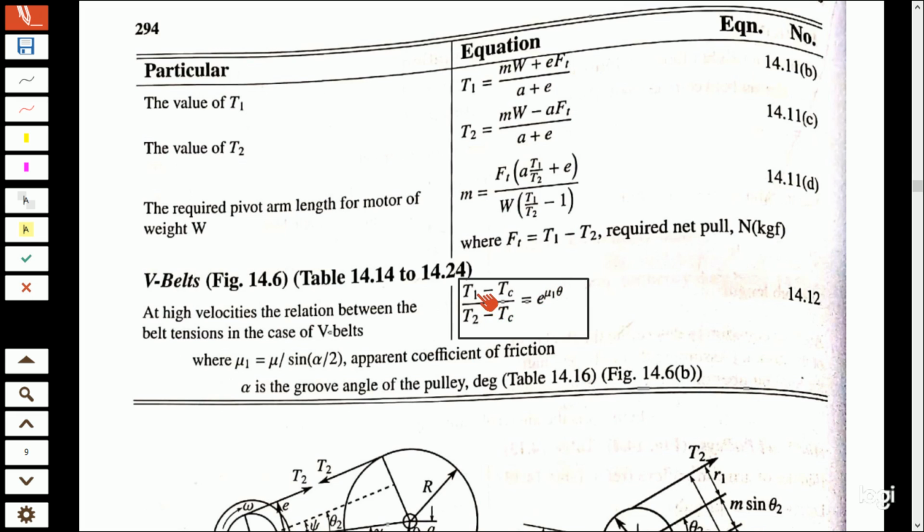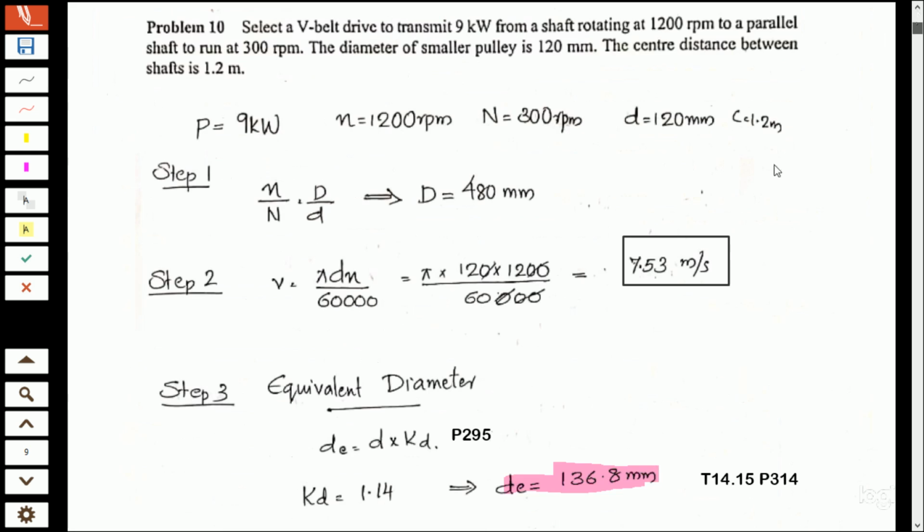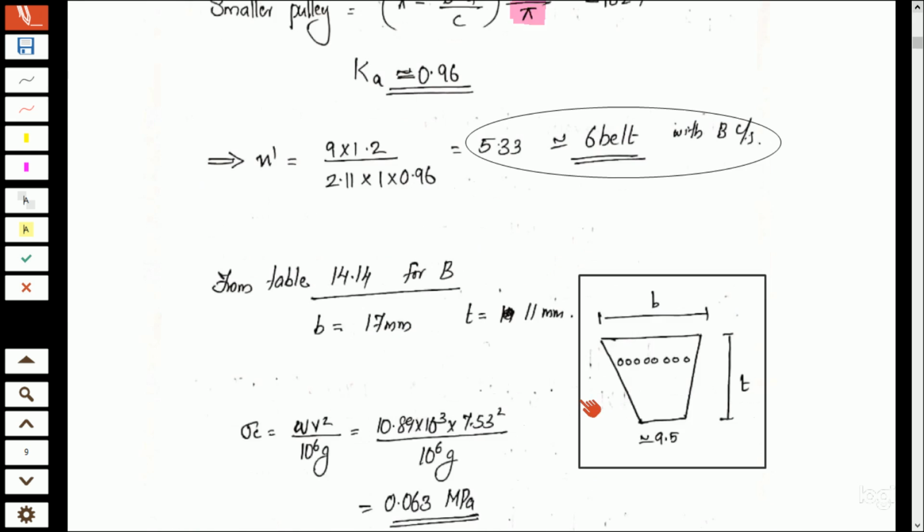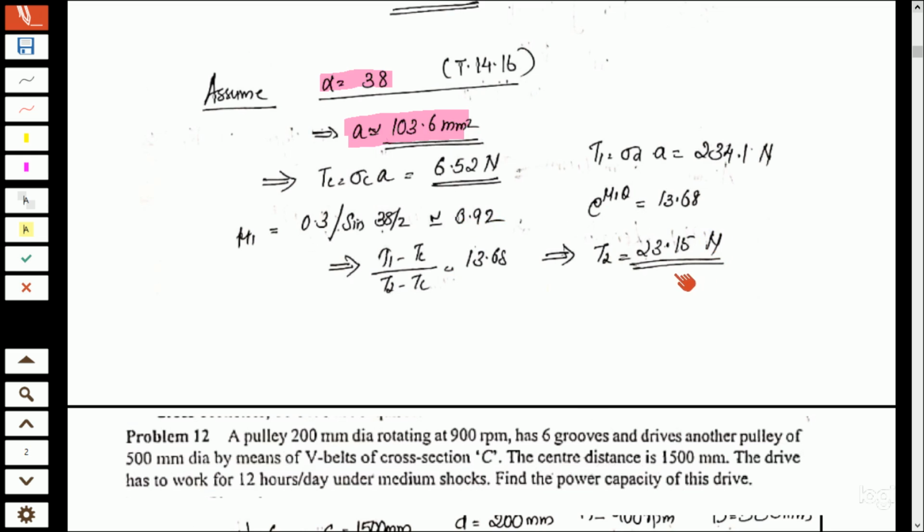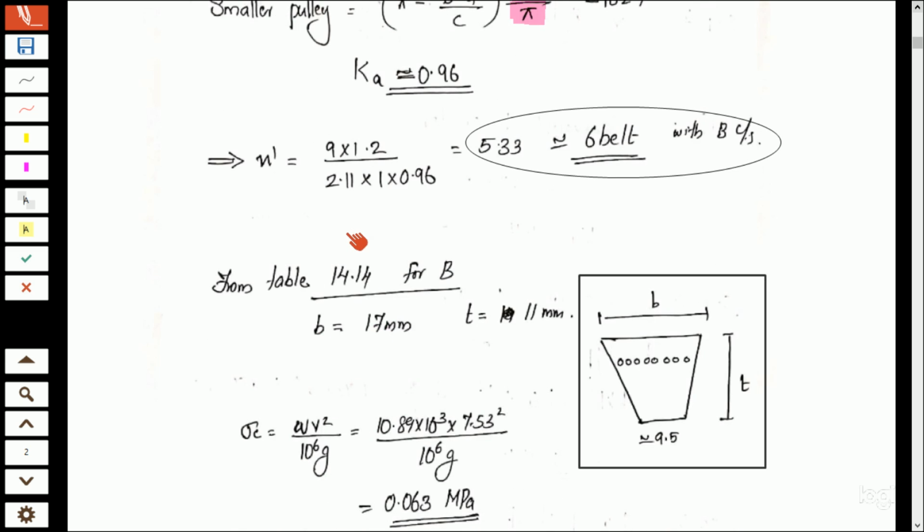So you have the value of T1, you have the value of Tc, you have the value of e to the power of mu1 theta. The only unknown is T2, and you can get the value of T2 as 23.15. That is how you can complete all the design calculations. This constitutes the calculation of all the parameters, including the tight side tension, slack side tension, everything. This particular step we have to execute after completing step number 5. I hope this problem is very much clear.